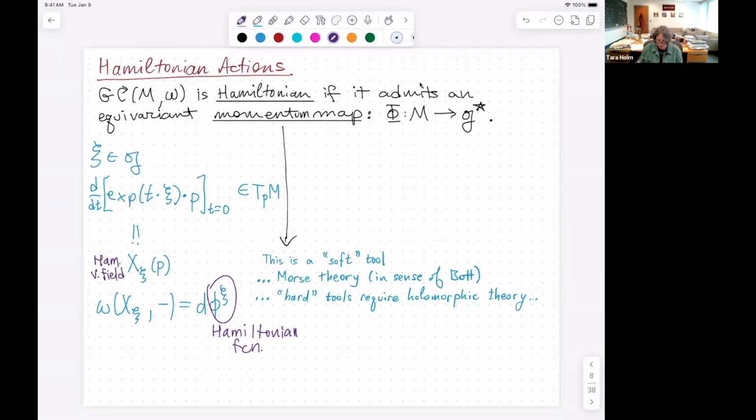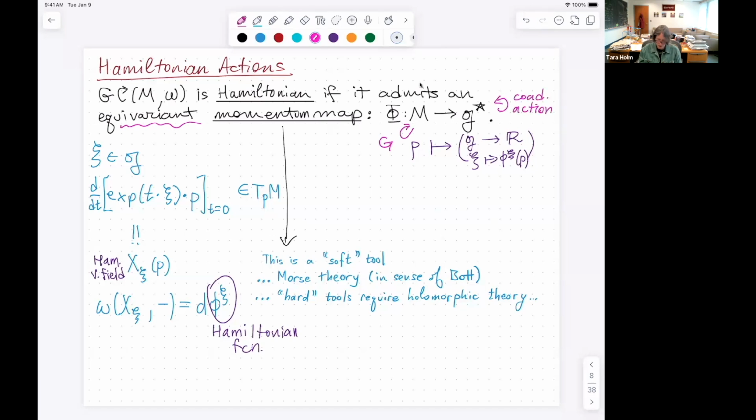And what we require for the momentum map is, so the momentum map puts all of these together. A point P is mapped to a map from G to R, and it is going to take a C to XC of P. And so we require that these fit together as a function from M to the dual of the Lie algebra. And this equivariant condition is equivariant with respect to the G action here and with respect to the coadjoint action here.